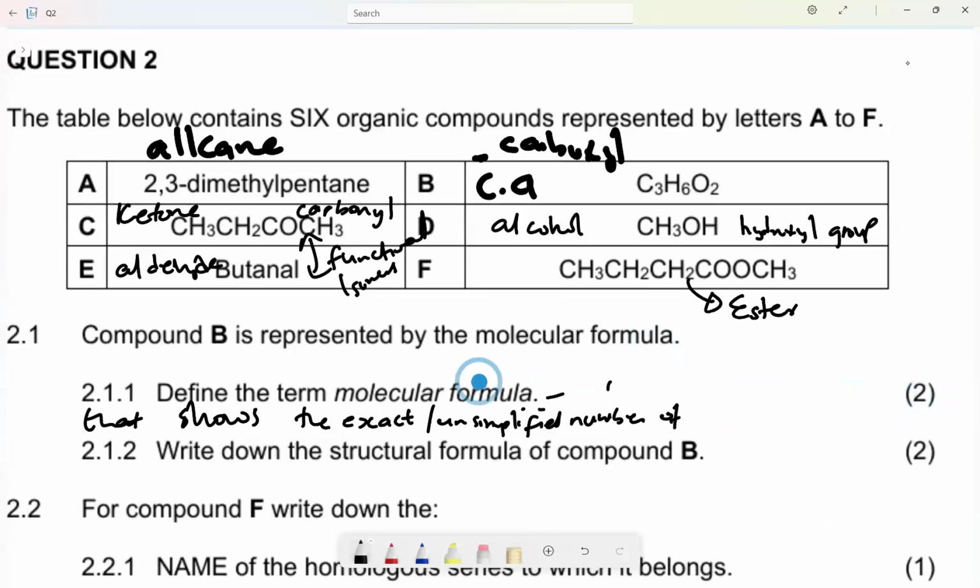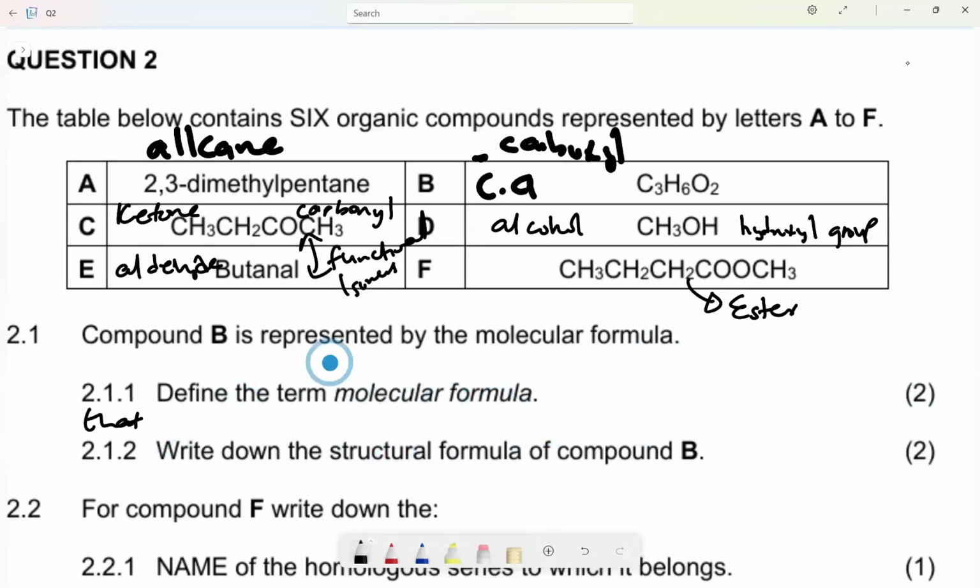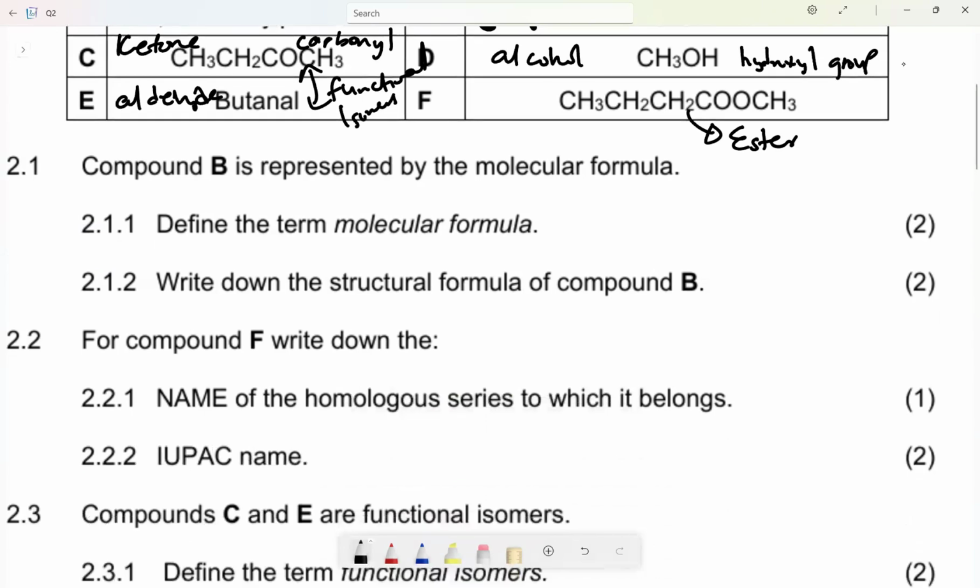But remember, molecular formula and empirical formula. Empirical formula, it is the simplest whole number ratio of elements in a compound. Here it is the what? A whole number. It shows the exact number of elements in a compound. State it with this definition.